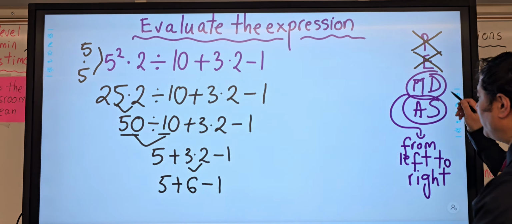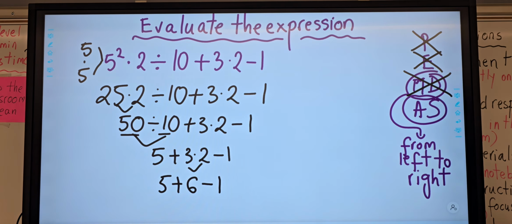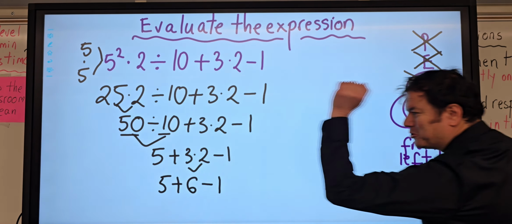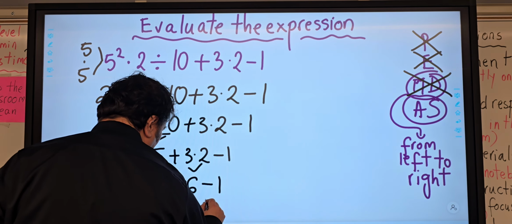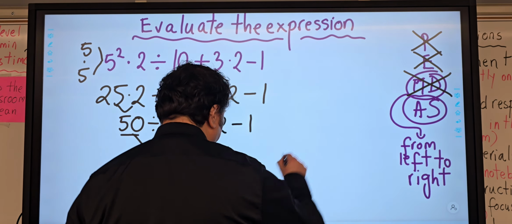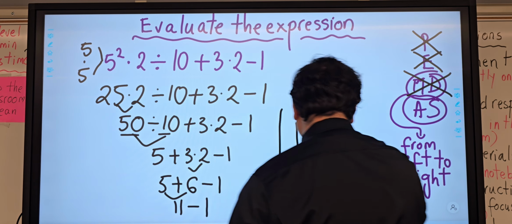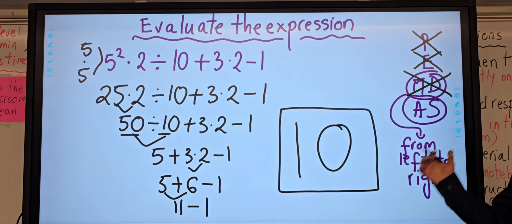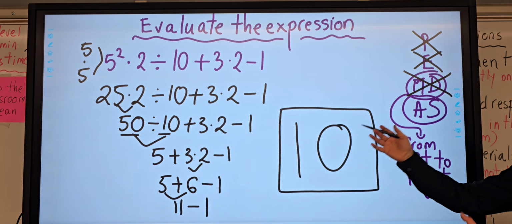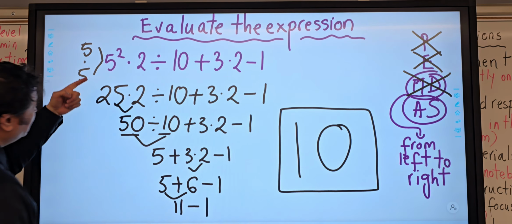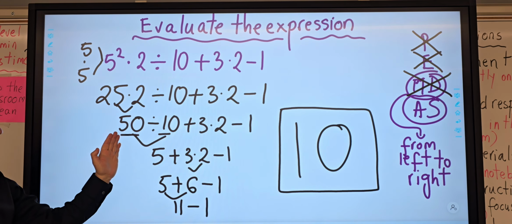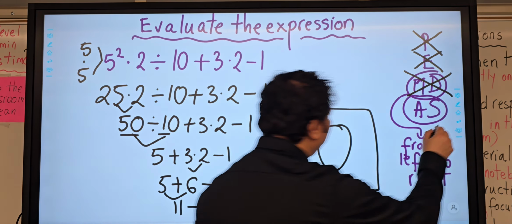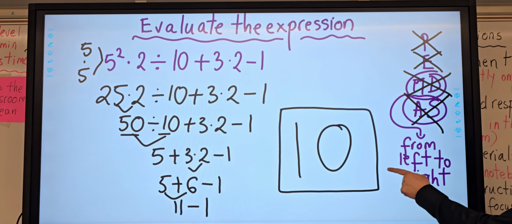And now we don't have any more multiplication and division. We just have addition and subtraction. And again, from left to right, we are going to solve 5 plus 6 first, which is 11. And 11 minus 1 equals 10. So the final answer is 10. Okay, again, we did a step by step, and we saw that first we had to do the exponents, and then division, and again, we used all the order of operations in order for us to solve this problem.